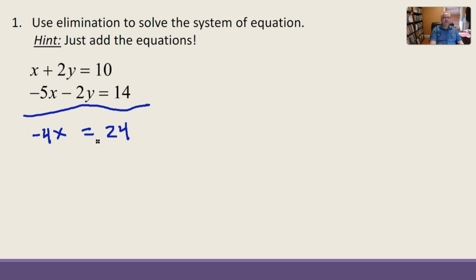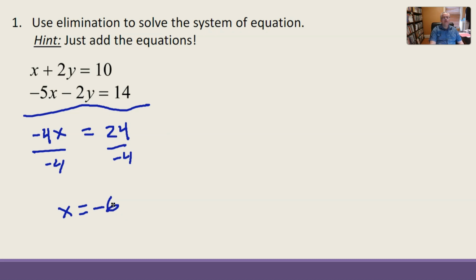We have negative 4 times x equals 24, so we're going to divide both sides by negative 4, and we get x equals negative 6. We're half finished. We know that the x-coordinate, where these two lines intersect, is negative 6. We need to find the y-coordinate.